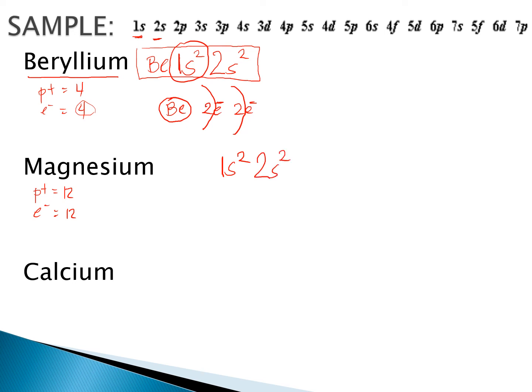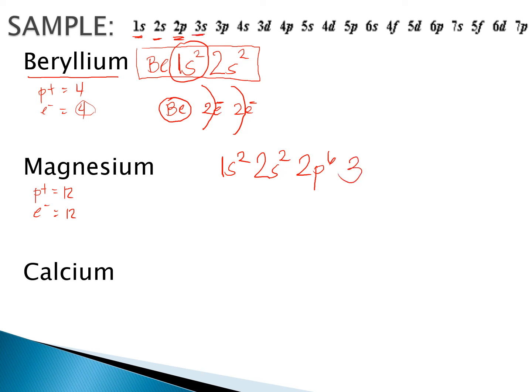After 2s2, we have 2p6. So let's check first how many electrons are already allotted to its proper energy level and orbital. We have 2 plus 2, that is 4, plus 6, 10. But we are expected to allot 12. So there are 2 more electrons to go. So after 2p, we will proceed with 3s.